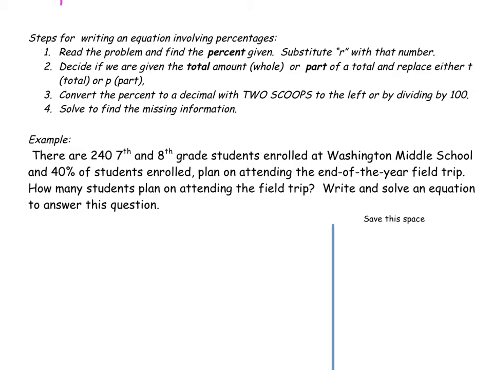So let's get started. There are 240 7th and 8th grade students enrolled at Washington Middle School, and 40% of the students enrolled plan on attending the end-of-the-year field trip. How many students plan on attending the field trip? Write and solve an equation to answer this question.